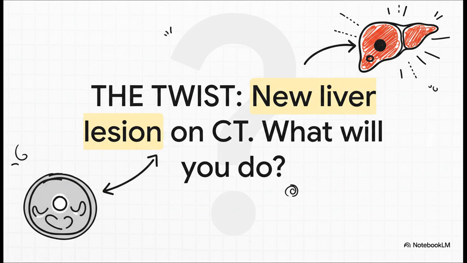I see. Let's change the scenario one last time. The local exam remains clear, everything feels fine. However, on her annual surveillance CT scan, the radiologist calls you. They found a new, solitary 2-centimeter lesion in segment VI of the liver, and it looks suspicious for a metastasis. What will you do now?